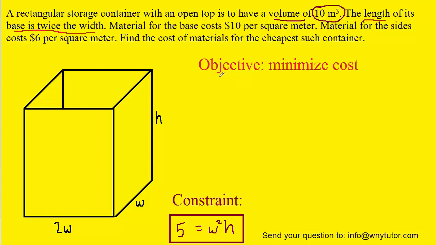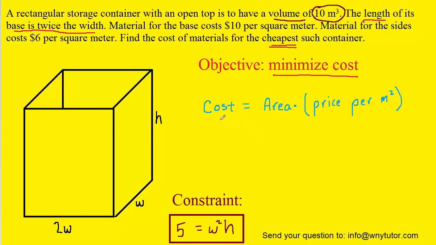Our next step is to come up with a second equation known as the objective equation, and that depends on what the question is actually asking us to accomplish. If we read the last line, it says find the cost of materials for the cheapest container. Now, cheapest suggests that we are trying to minimize the cost of the container. So our objective equation should have something to do with minimizing cost.